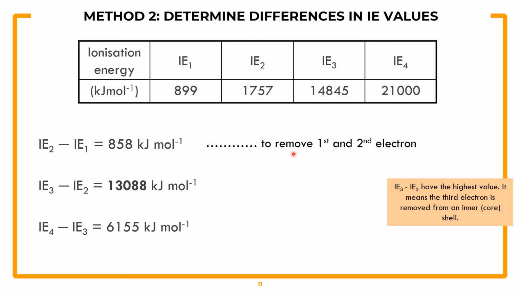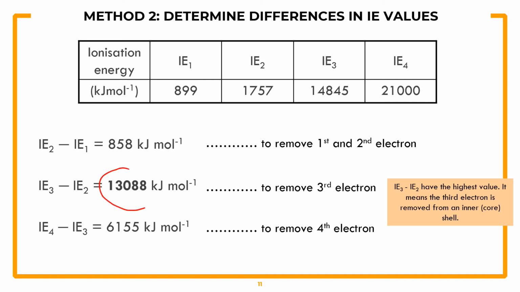So, again, daripada hasil tolak ini, apa yang awak kena buat adalah identify dahulu: 2 tolak 1 refers to removing of the first and second electron. Hasil tolak 3 minus 2, it is to remove the third electron. Dan 4 tolak 3 to remove the fourth electron. And again, after that, identify hasil tolak yang paling besar. So, yang paling besar adalah, of course, yang ini.